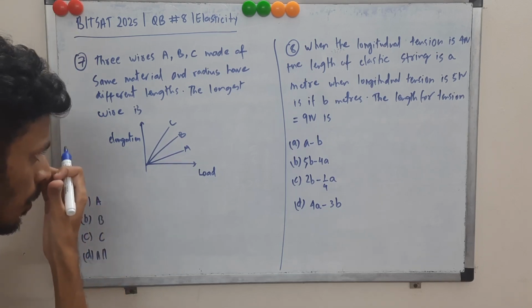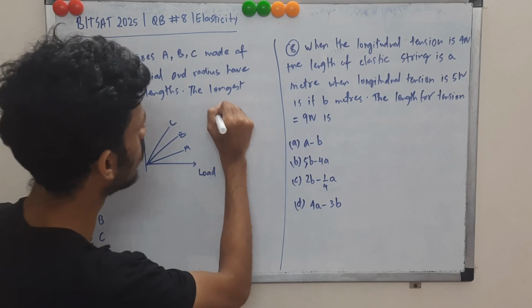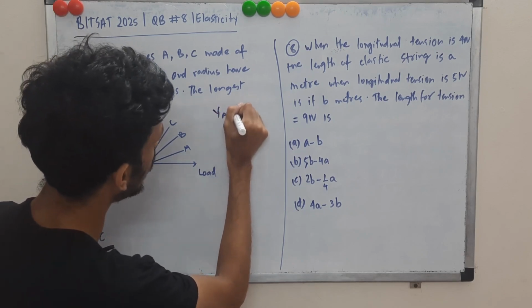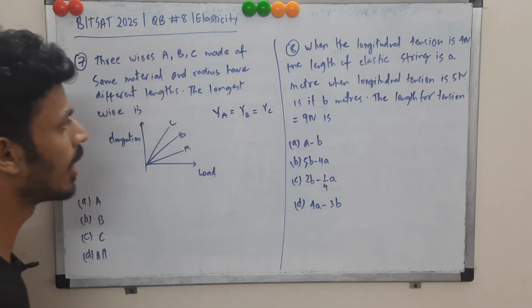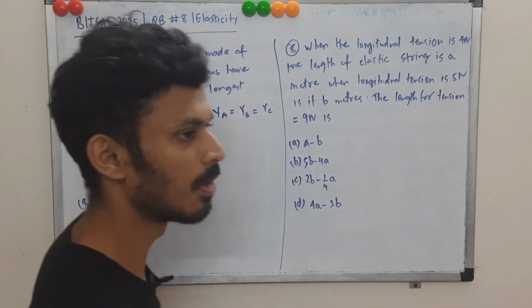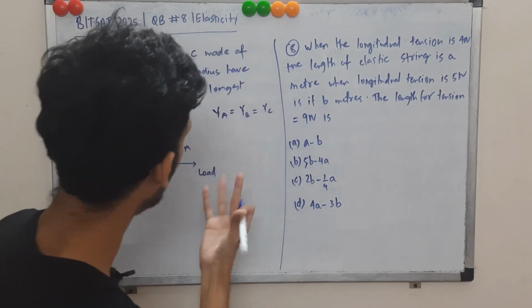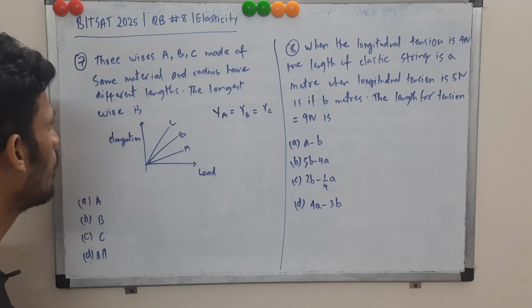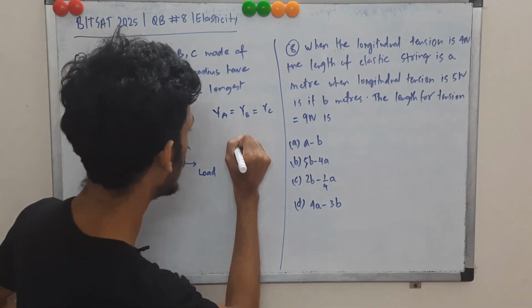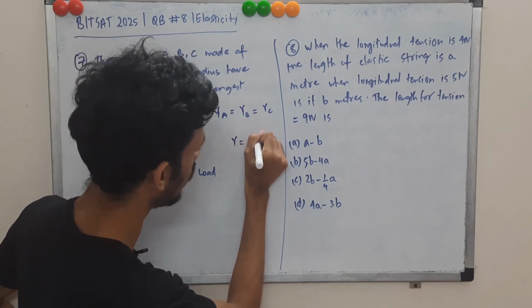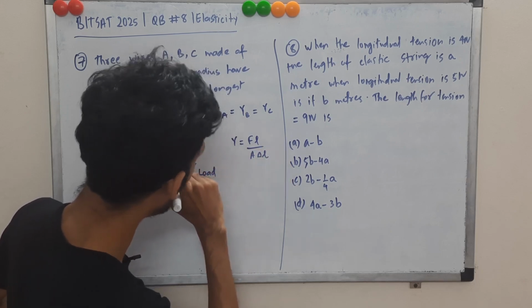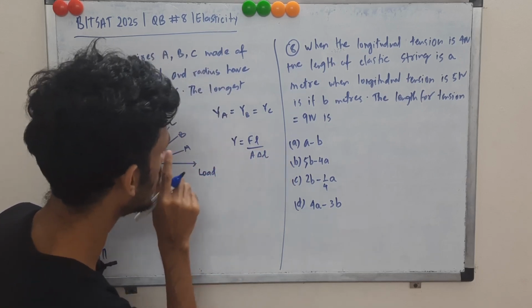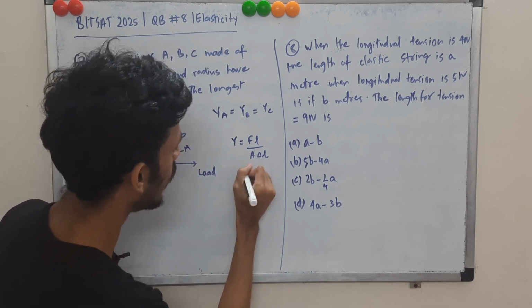So we are supposed to relate. First of all, we know that Y_A, Y_B, and Y_C will all be equal since they are made of the same material. Young's modulus is a property of the material. The material is same, Young's modulus is same. Now the next thing is, you can see the relation. Y will be given as FL by A delta L, right? So we want to see elongation, and from there we want length.